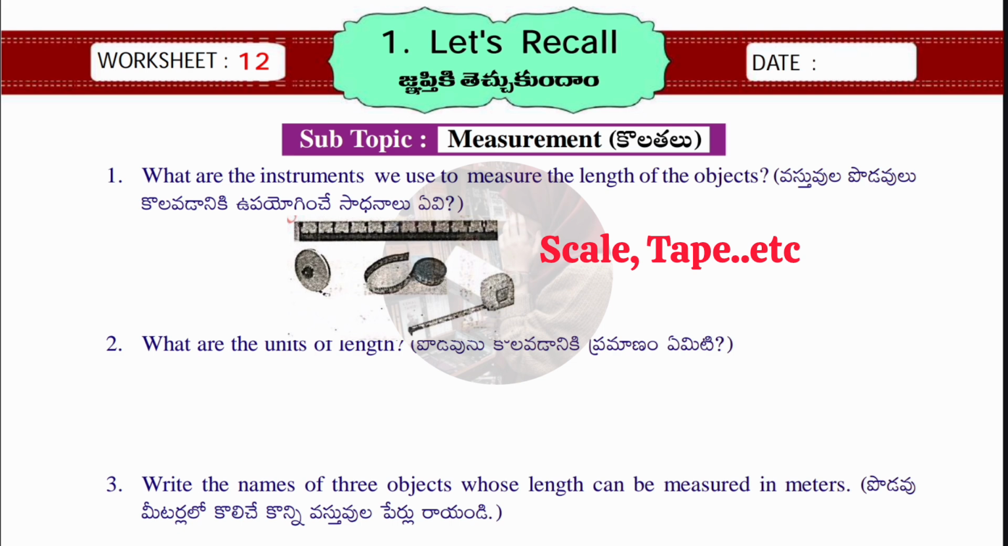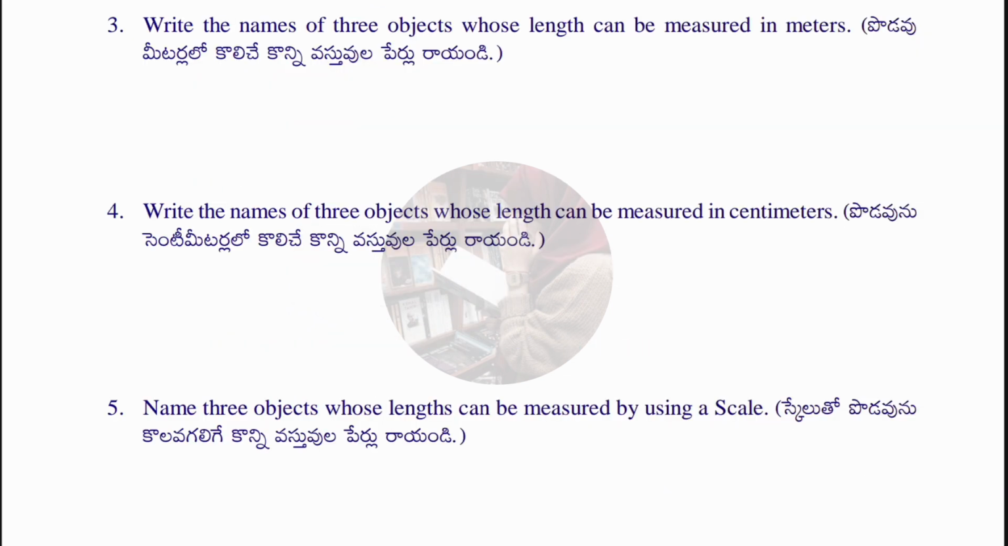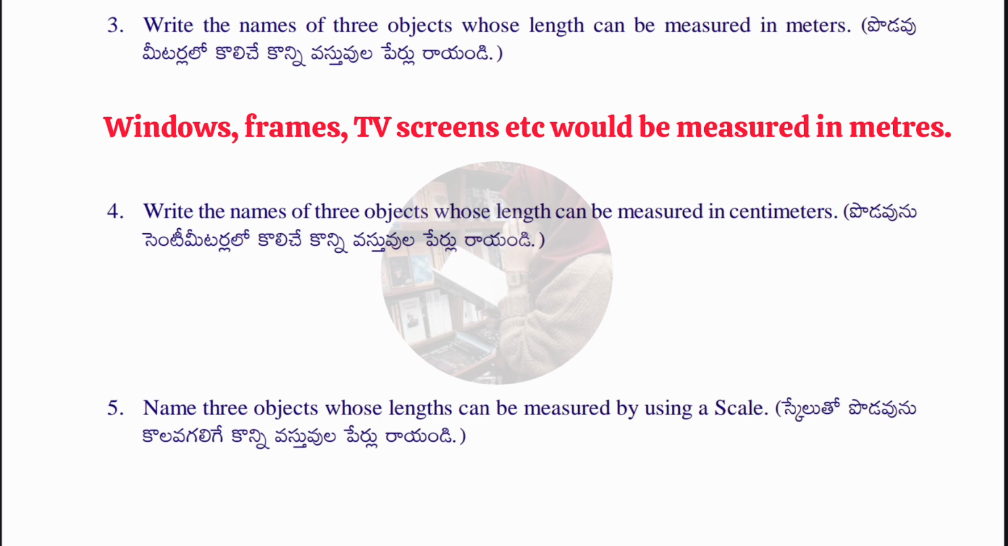Next, second question. What are the units of length? The answer is, the units of length are meters, centimeters and millimeters. Write it down: meter, centimeter and millimeter. Let's see the third question, which is to write the names of three objects whose length can be measured in meters. The answer is windows, frames, TV screens, etc., which are measured in meters.